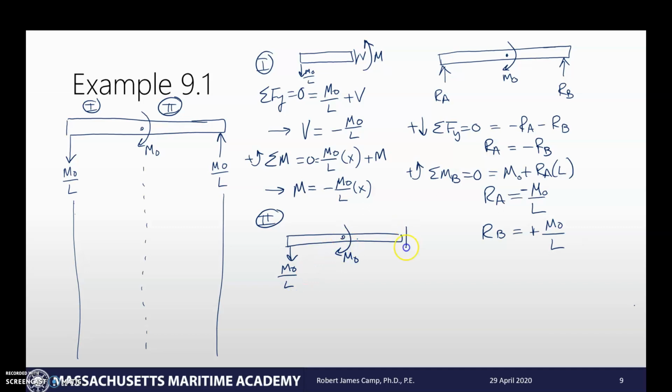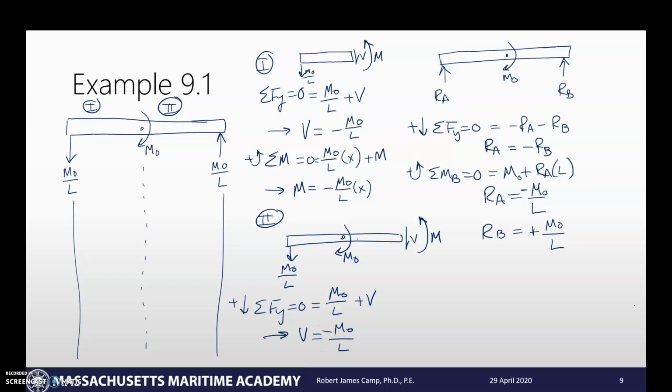And then at the cut end, I'll have a shear and I will have a moment. Okay, first thing to do is we're going to sum the forces in the y direction equals 0. Remember, down is positive. So that force we have is m naught over L, and the only other force we have is plus V. So when we solve it, our shear force is going to be negative m naught over L, just like the one above it.